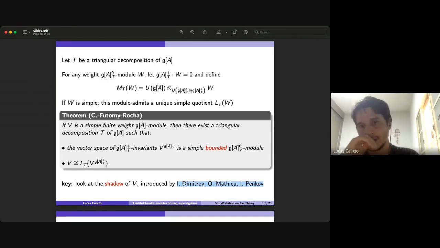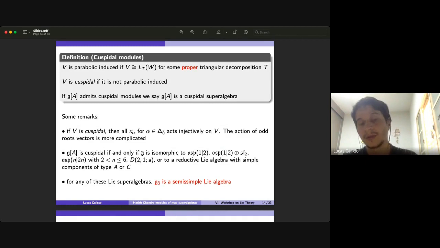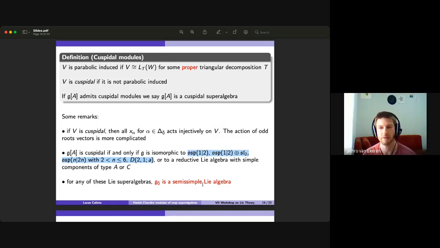Okay. So in this paper they introduced this concept of shadow, which is very powerful. And they proved that the only Lie superalgebras which admit cuspidal modules are these ones here. Because these ones here were not new, right? Olivier Mathieu already proved this fact, that for Lie algebras the only ones that could have cuspidal modules were of type A or C. So the new piece of data here was these guys.